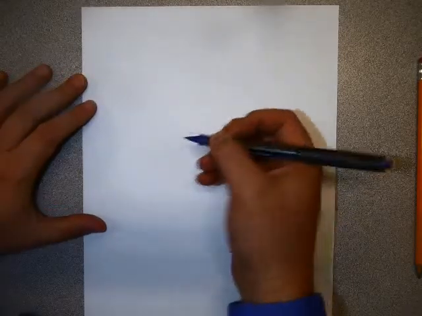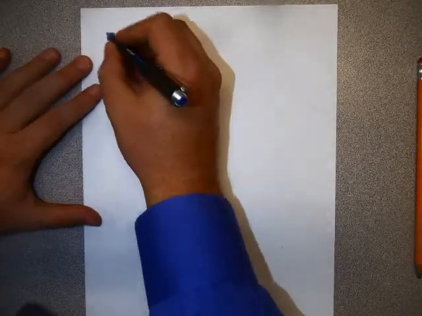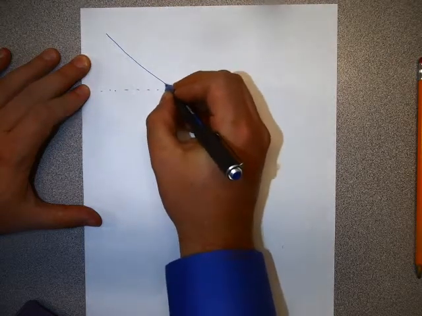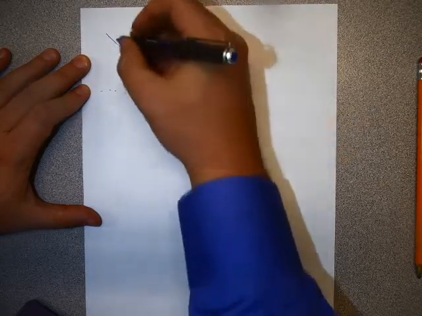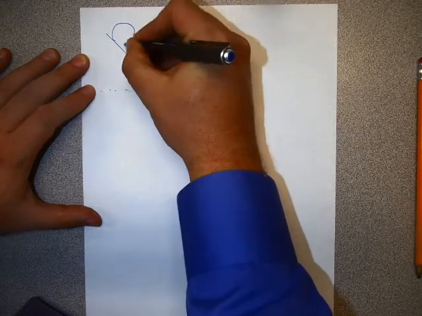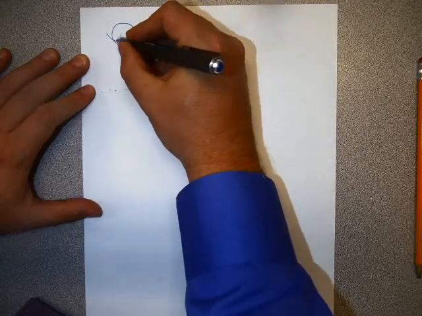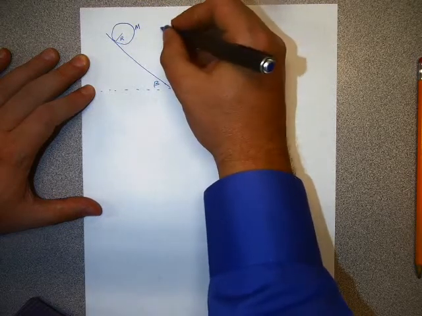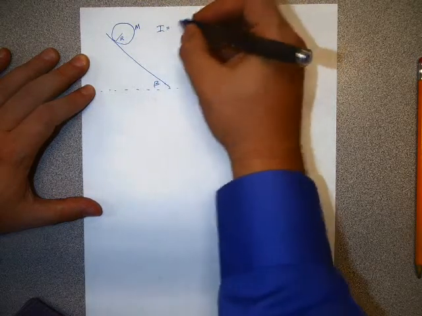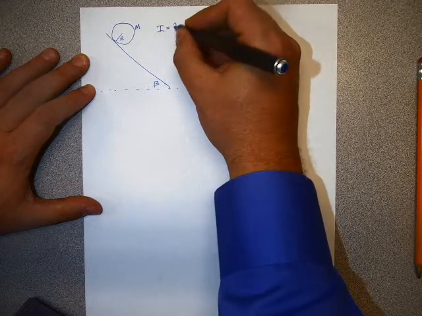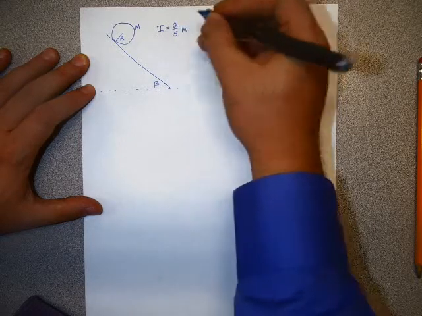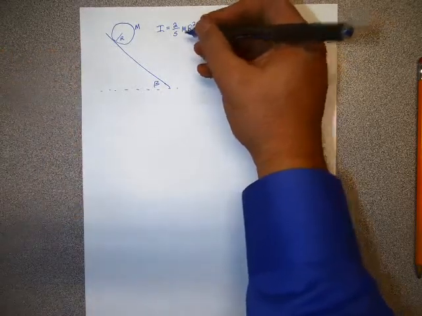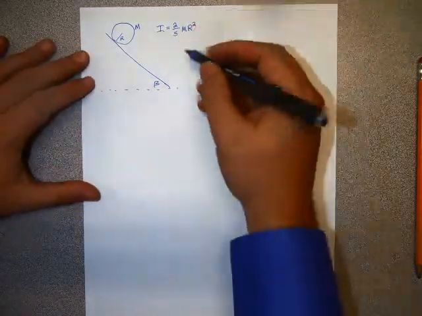This is an example problem of a ball rolling down an inclined plane. So let's have an inclined plane of angle beta to the horizontal and a spherical ball of radius r and mass big M. And just a quick reminder that the moment of inertia for a uniform sphere is 2/5 times the mass of the sphere times the radius squared.